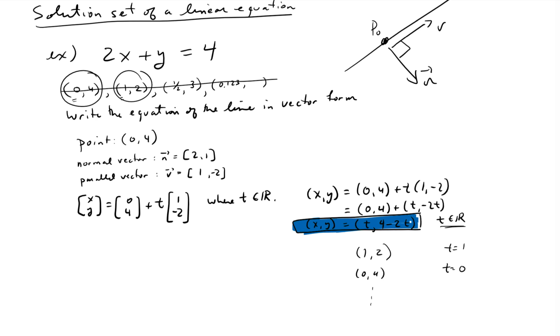And by the way, you can always check that this is correct. How do you check that your answer is correct? You substitute in the above equation, right? So 2x plus y, well, if x is t and y is 4 minus 2t, if it satisfies the equation, it should be getting 4 in the end. So I get 2t plus 4 minus 2t. Yes, it's 4. Here we go. It works.